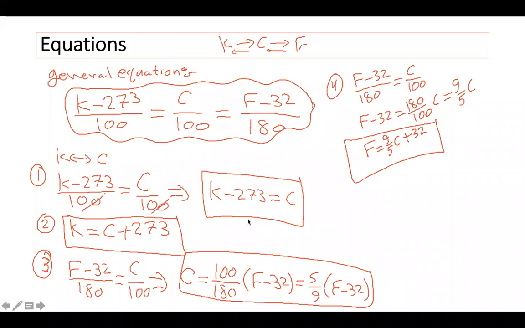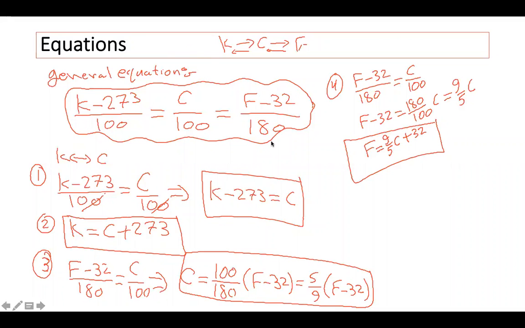If you want to change from Kelvin to Celsius, you have to remove 273 from the Kelvin degree. If you want to change from Celsius to Kelvin, you add 273 to the Celsius. For changing between Celsius and Fahrenheit, you use this equation: Celsius equals 5/9 multiplied by Fahrenheit minus 32. And Fahrenheit equals 9/5 multiplied by Celsius plus 32, to change from Celsius to Fahrenheit. I have to take care of this. This page is very important.